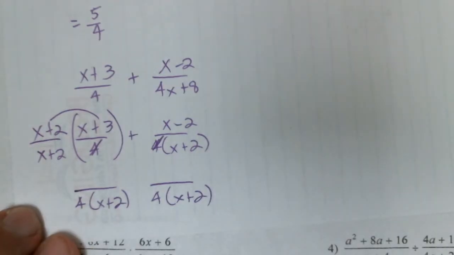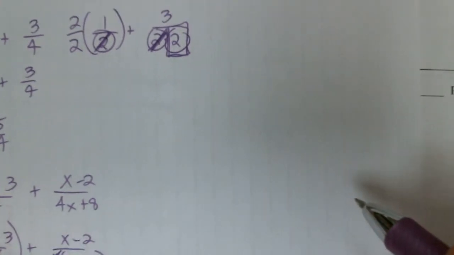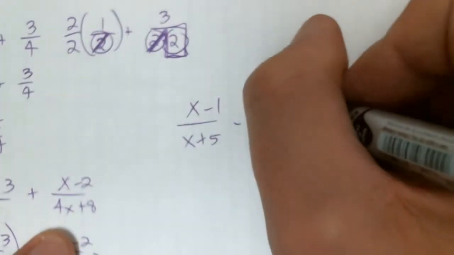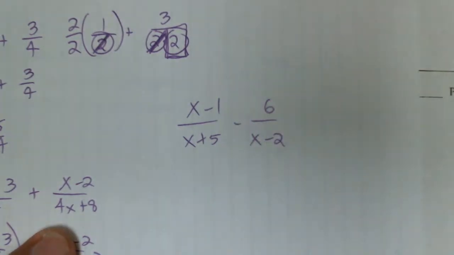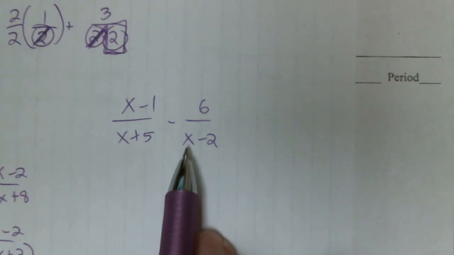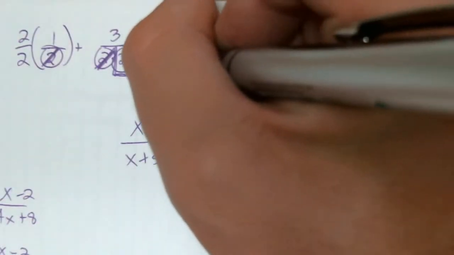Okay. All right, last example. Let's say I have something like this. What if I have x minus 1 over x plus 5 minus 6 over x minus 2? Something like that. Okay, what do I do? What is common to both of these guys? Okay, well, let me offer you this.